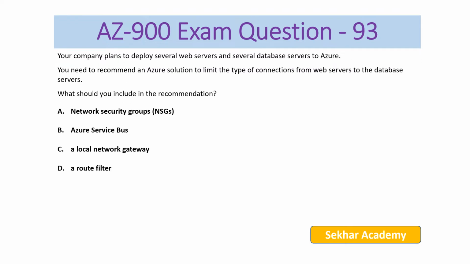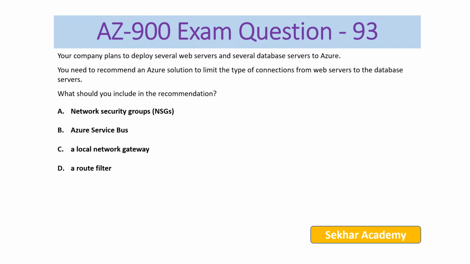And AZ-900 exam question number 93. Your company plans to deploy several web servers and several database servers to Azure. You need to recommend an Azure solution to limit the type of connections from web servers to the database servers. What should you include in the recommendation? Right, so you need to limit the type of connections from web servers to the database servers here.